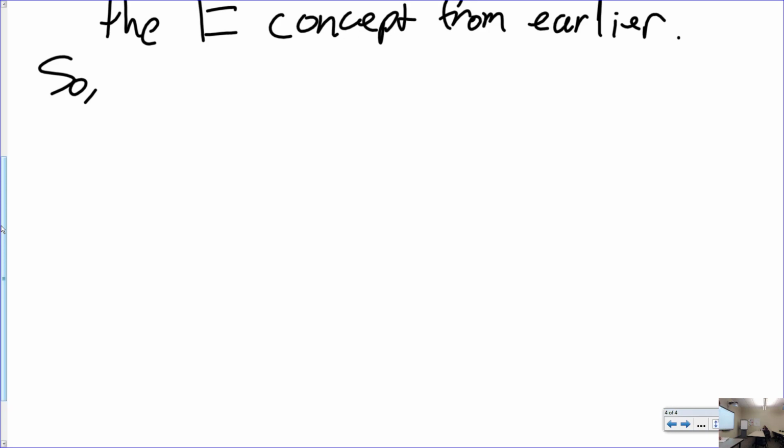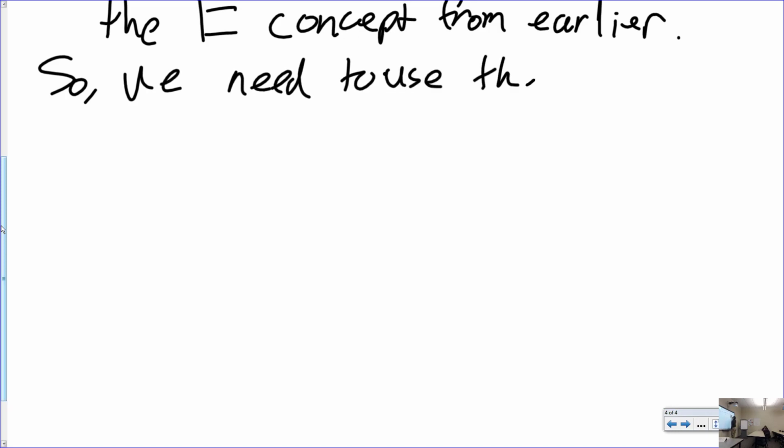Because we need to compare standard deviations or variances, and now what we're trying to do is compare two squared values, and it just starts to get ugly. That's almost 20 pages. We need to use the F statistic.